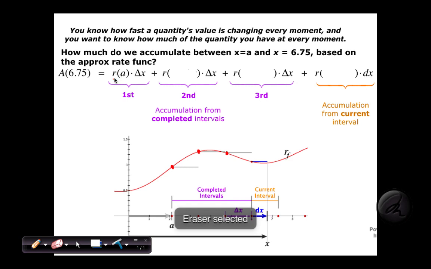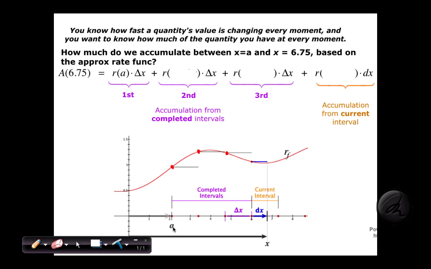There we go. So what about for the beginning of this second interval, this first red dot past a? If each interval is delta x wide, how could I explain that position's x value?